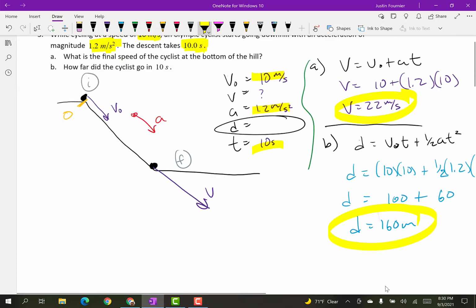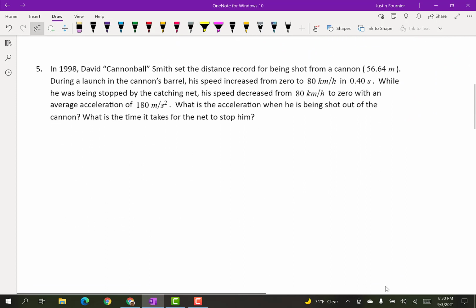All right, so there's number 3. Then this one says in 1998, David Cannonball Smith set a distance record for being shot out of a cannon, 56.64 meters. During a launch in the cannon's barrel, his speed increased from 0 to 80 kilometers per hour in 0.4 seconds. While he was being stopped by the catching net, his speed decreased from 80 kilometers per hour to 0 with an average acceleration of 180 meters per second squared.